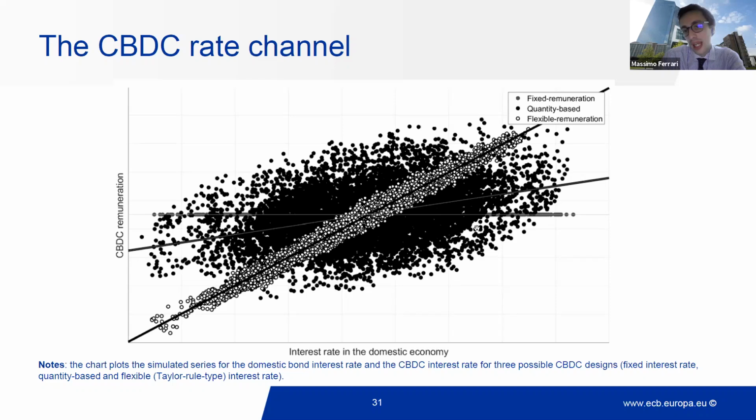You see that something happens when the CBDC is issued with a quantity-based rule, but not so much. What is really striking is that when you have the CBDC rate that moves in the same direction along with the interest rate in the domestic economy, so the two are scattered around the 45-degree line, you have spillovers that are minimized. And this is due to the fact that the two equations I've shown you before, the cross-country CBDC holding condition and the bond holding condition, are really similar. Actually, the only difference between the two equations is the liquidity markup of the CBDC.